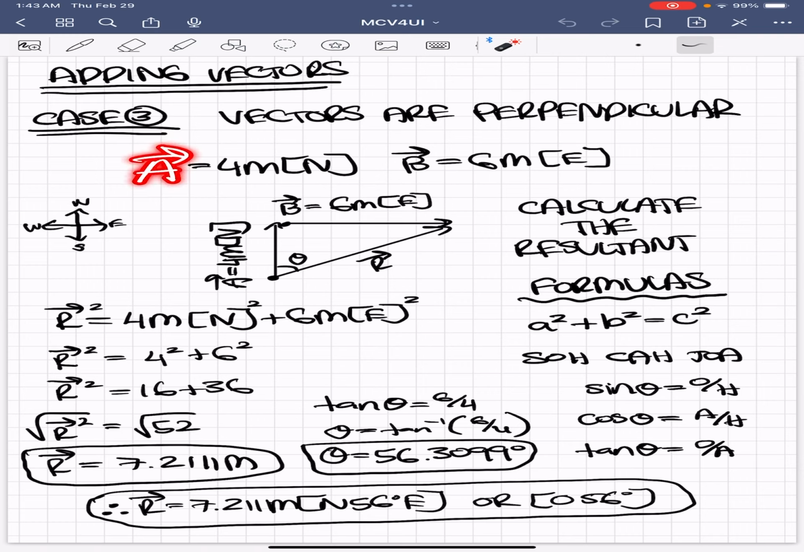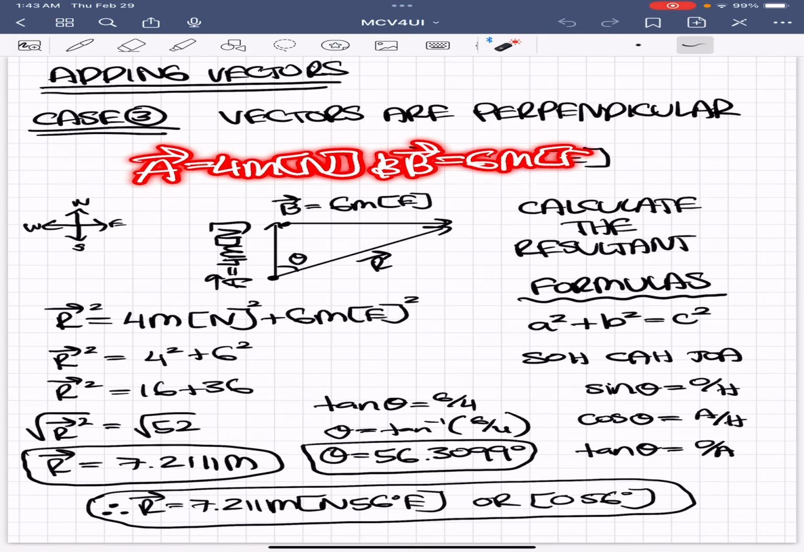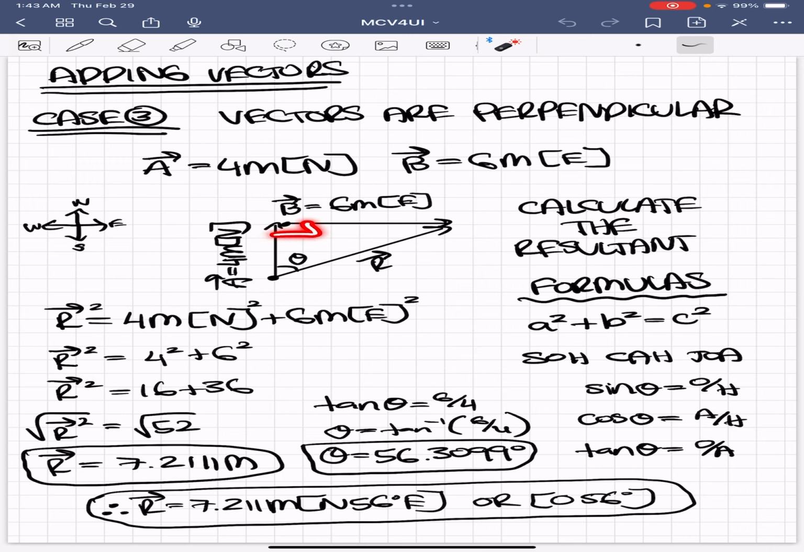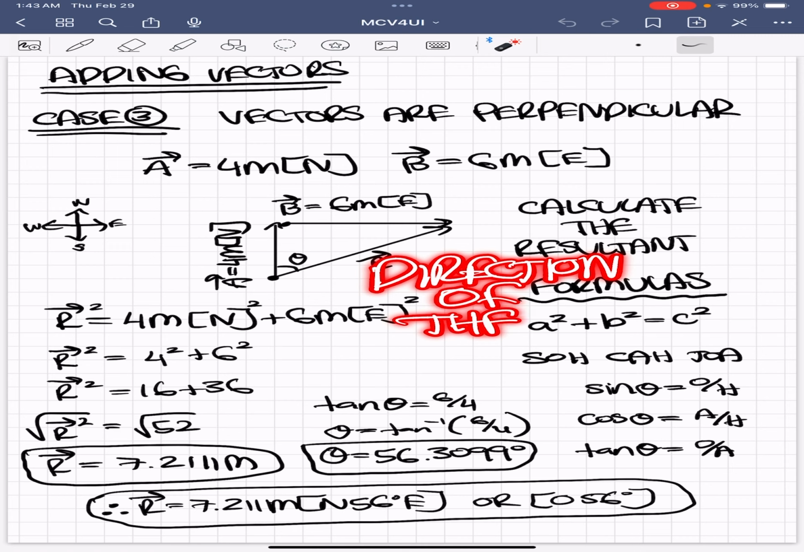So we have vector A, which is 4 meters north. And then we have vector B, which is 6 meters east. They create a 90-degree angle, so we're going to use things like the Pythagorean theorem and SOHCAHTOA. The Pythagorean theorem to calculate our resultant, and then SOHCAHTOA to calculate the direction of the resultant. Just so you know.